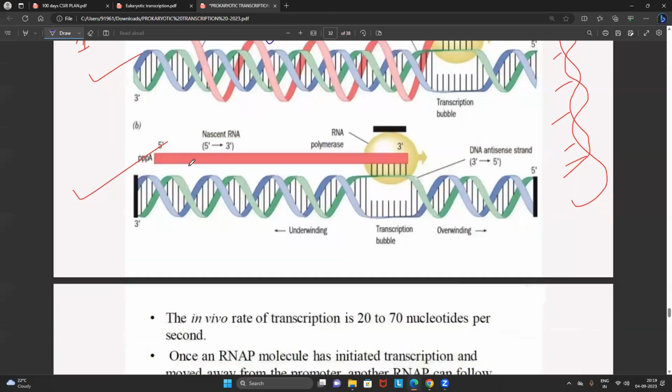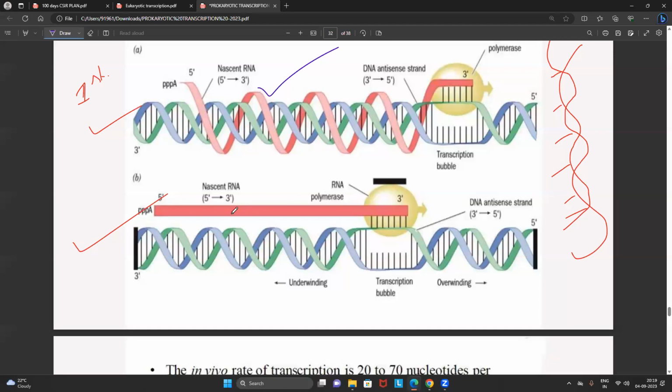Now, if you look into the second model, according to the second model, all the students can see the diagram very clearly. Out of the two strands of the DNA, the RNA polymerase enzyme is using one strand of the DNA as the template and synthesizing the mRNA continuously. But the point is very clear. Whenever the mRNA is getting synthesized by the RNA polymerase enzyme, here the coiling occurs. What happens if the coiling occurs? No problem, right? We have a topoisomerase enzyme. It will come and remove the coiling.